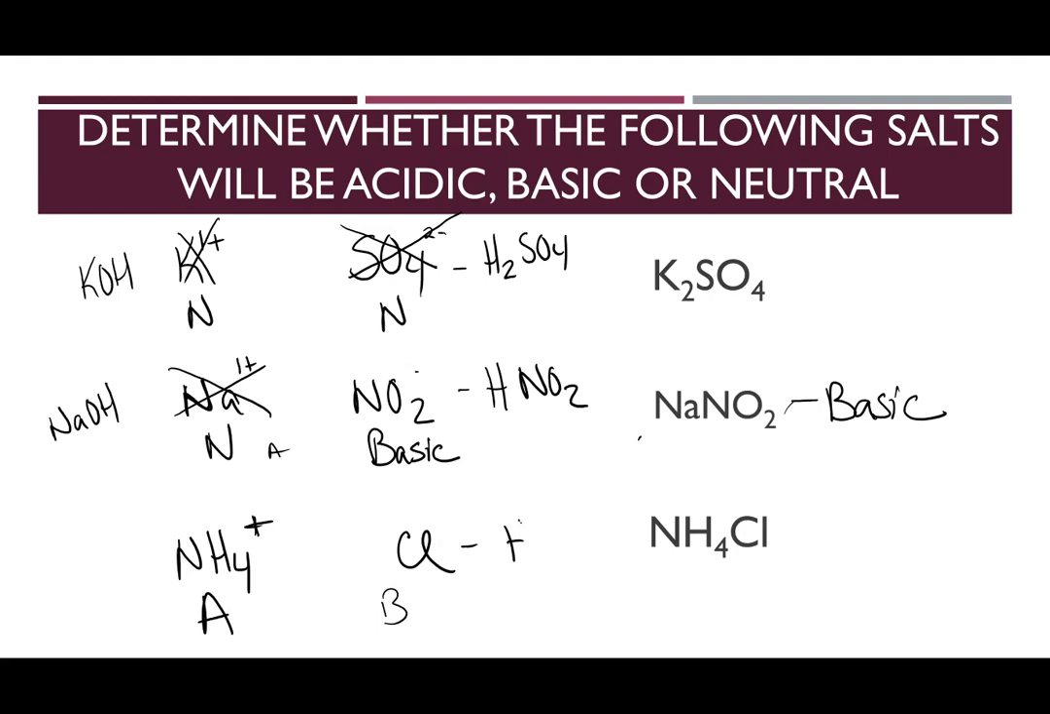Chlorine, if chlorine were in an acid, it would be HCl. Is that one of the big five? Yes, it's one of the big five. So that's a conjugate of a strong acid. So this is not going to have an effect. It's going to be neutral. So adding ammonium chloride to solution will cause the pH to become more acidic.